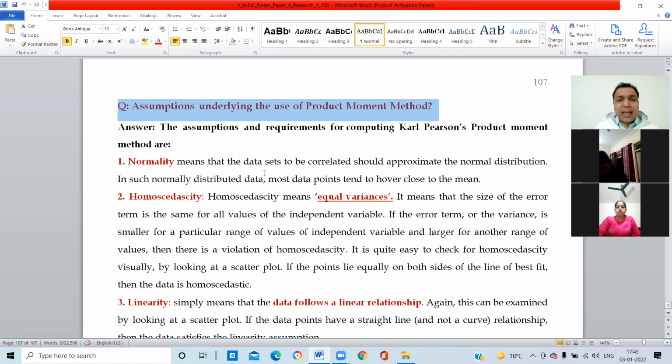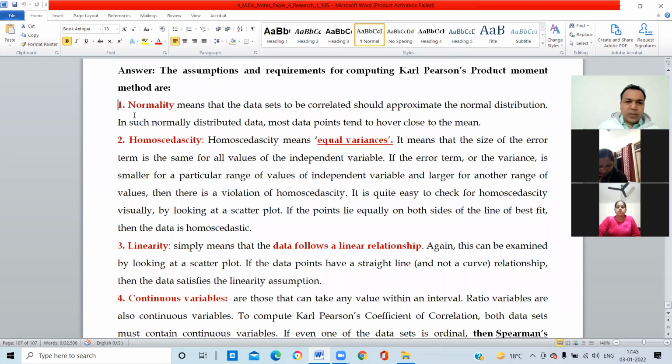But when you apply the product moment method, there are some assumptions you have to keep in your mind. So first of all, you have to see the normality. What is normality? It means whatever data you have collected, you have to see whether your data is normal or not, whether the data is normally distributed or not.